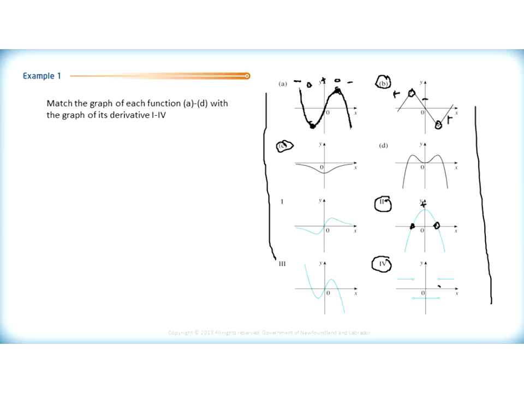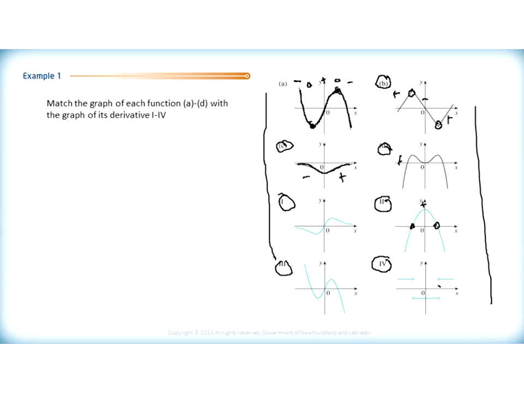Okay, so for part C, we're going to look for a graph of the derivative that shows us that our original function is decreasing and then increasing, which means our derivative has to be negative and then positive. Of the two options we have left, the only one that can make that work is number 1. And so obviously part D has to be number 3 here.